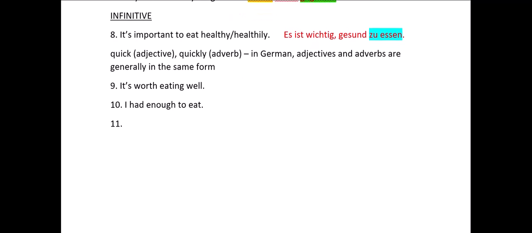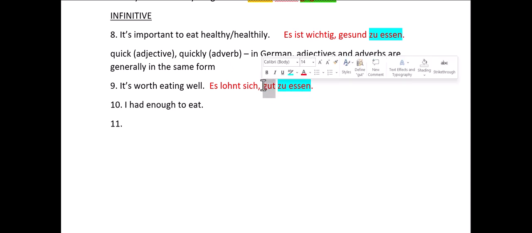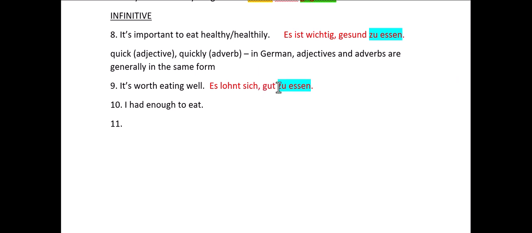It's worth eating well. Okay, there's this great phrase, es lohnt sich, it's worth it. Es lohnt sich, and after this also follows a zu clause. So es lohnt sich gut zu essen. This zu and the infinitive essen have to come at the end of the clause. So every other bit of information, including gut, or anything else that you wanted to add, would have to go between the comma and the zu essen at the end of the clause.